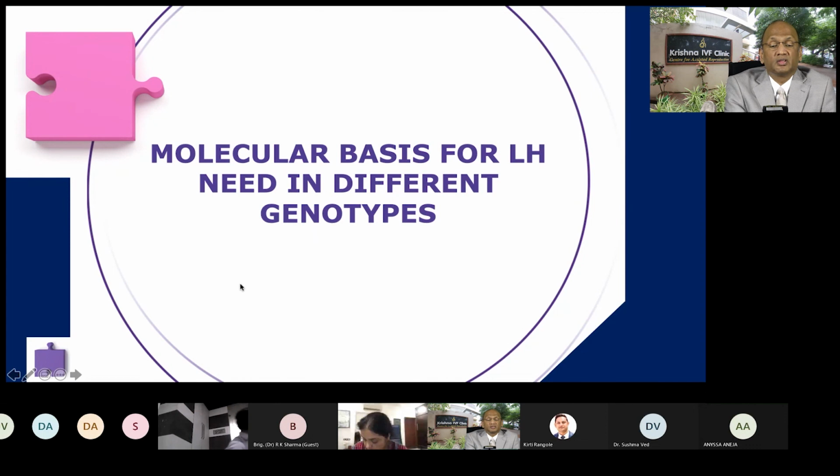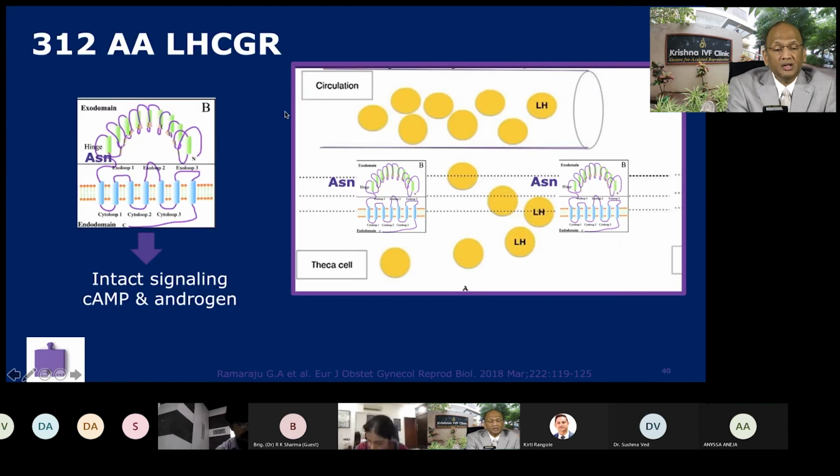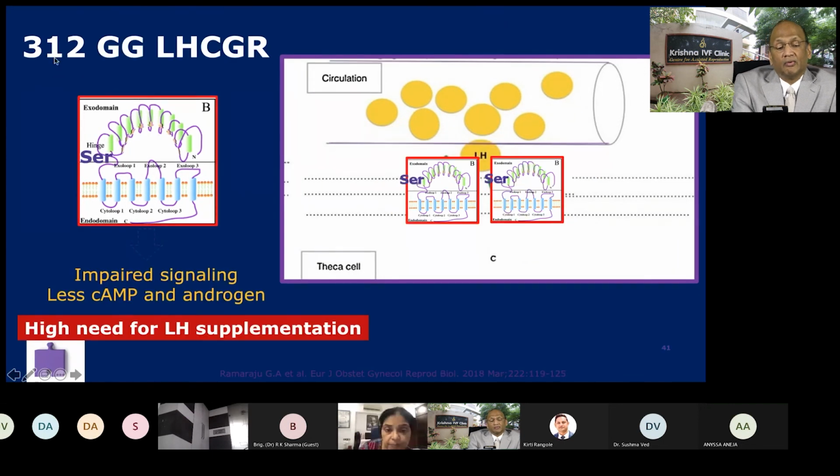What is the molecular basis for LH need in different genotypes? In 312 A by A, you have an amino acid called asparagine, which at the granulosa cumulus cell interface does not impact the signaling of cyclic AMP and does not tamper with the androgen. So, in these patients there is no need for LH supplementation. When it comes to 312 G by G, the amino acid is changed to serine, and in these patients there is impaired cellular signaling within the granulosa theca cells, and less cyclic AMP is produced, less androgen is produced, and here there is a need for LH supplementation.